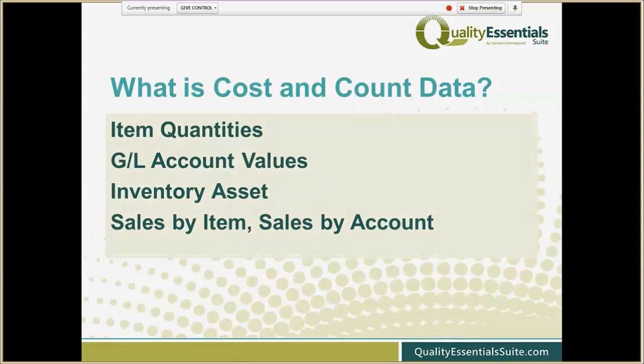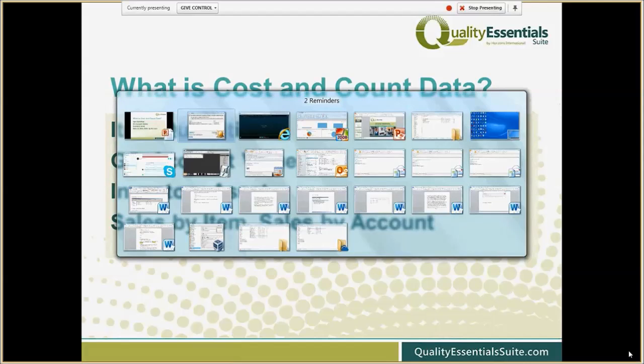We're even going to look at things like sales by item or sales by account. These are all the traditional cost and count methods. So when we look at integrating manufacturing functionality, distribution functionality, quality control functionality, what do we get beyond basic cost and count data? So let's go take a look at our core manufacturing systems.